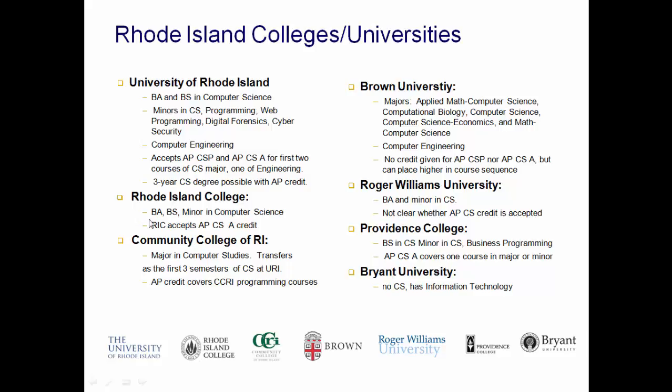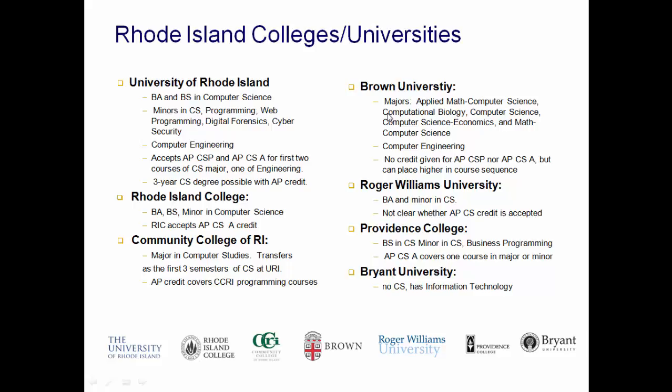At Rhode Island College, they have a BA and a BS and a minor in computer science, and they do accept AP Computer Science A credit, so if you've taken that in high school, you can have one of their computer science courses out of the way. The Community College of Rhode Island grants associate's degrees in computer studies, and it's set up so that you can transfer to the University of Rhode Island or Rhode Island College to major in computer science after having done computer studies at CCRI and have it so that you only have 2 years left to finish the 4-year degree.